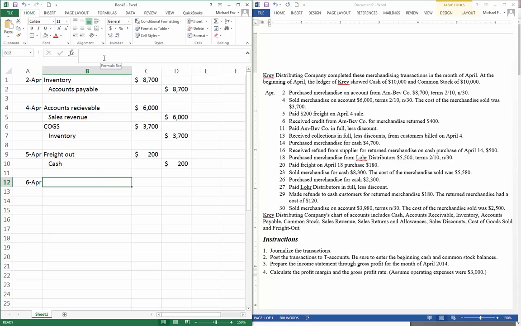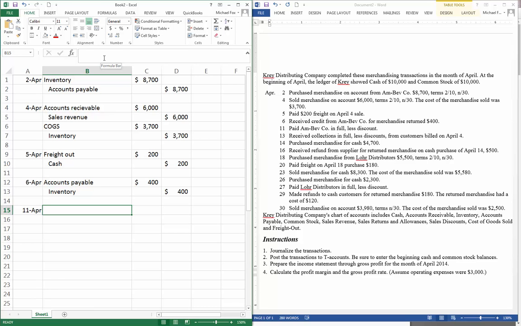All right, received credit from AM Bev Company for merchandise returned, $400. So our accounts payable will decrease by 400. That means less money that we have to pay back. And our inventory will also decrease because we sent the goods back to them. On the 11th of April, we paid them in full less the discount.